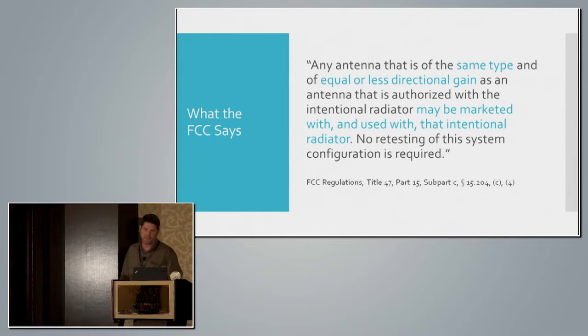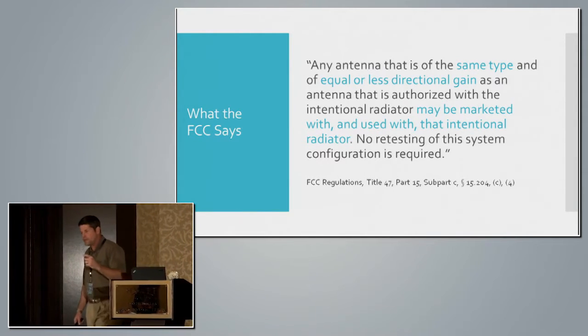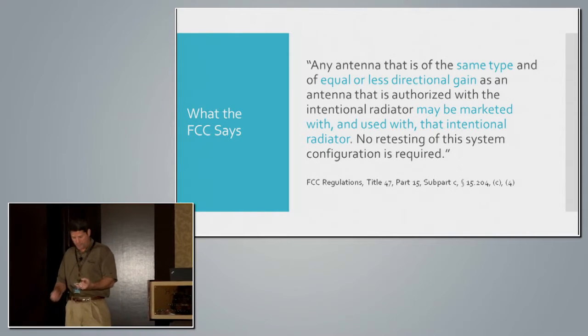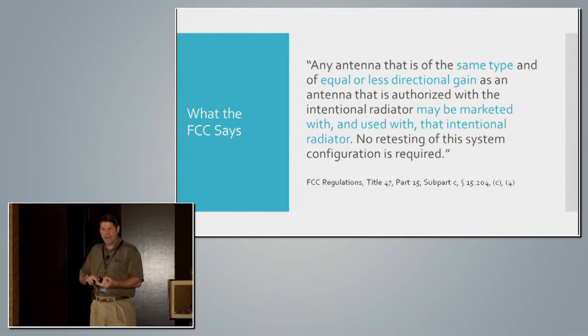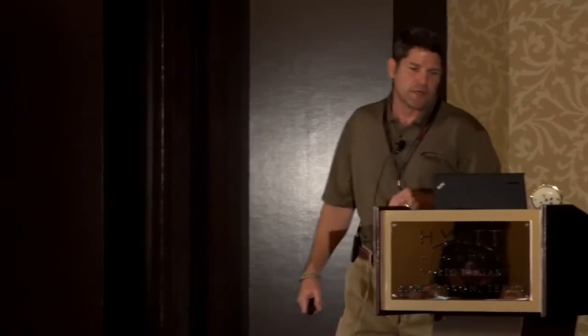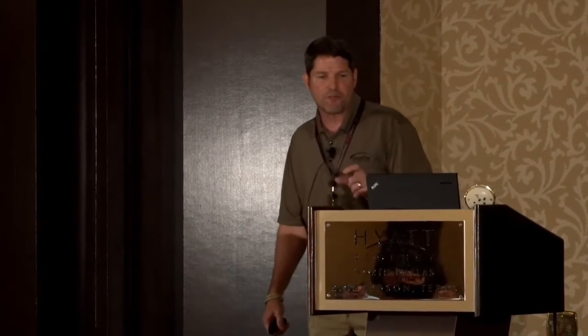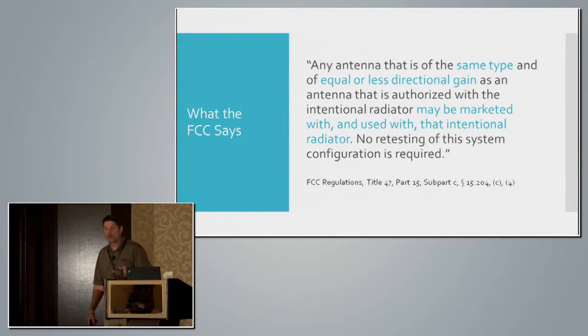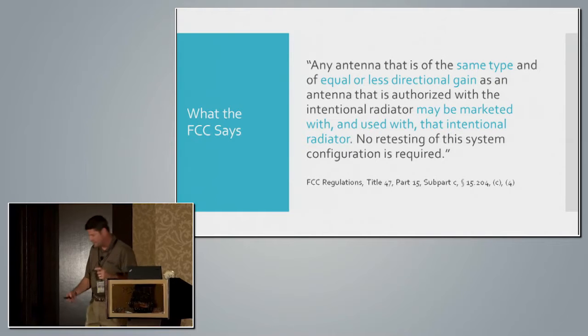It says any antenna that is of the same type, and when they say same type, they're talking about an omnidirectional, a patch, a Yagi, a sector, but the same type of and equal or less directional gain as an antenna that is authorized with an intentional radiator, which would be an access point, may be marketed with and used with that intentional radiator, and no retesting of this system is required.